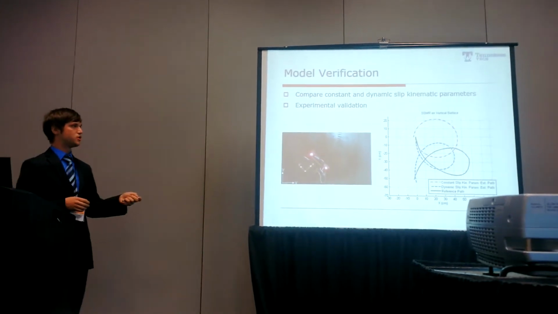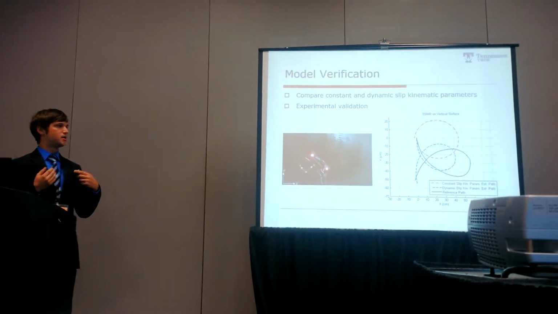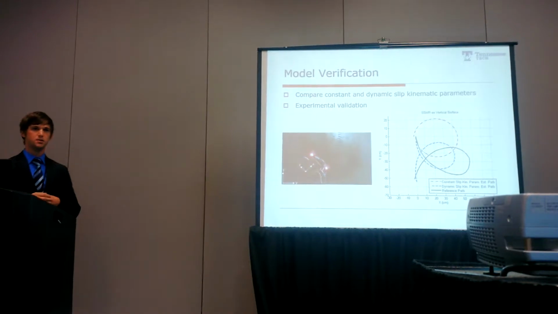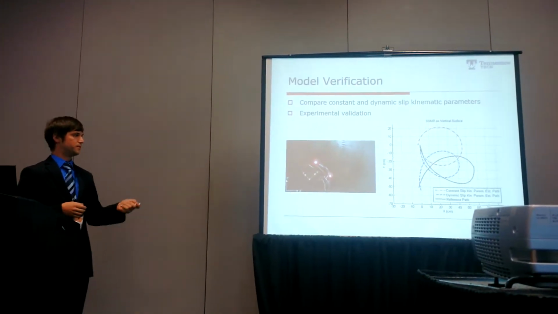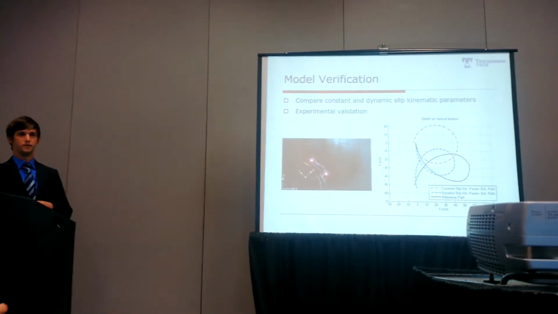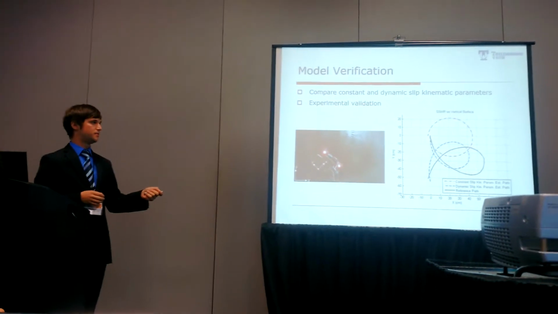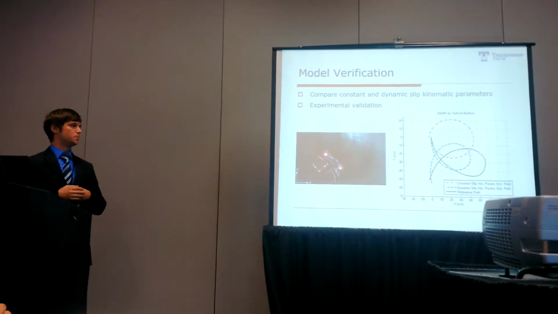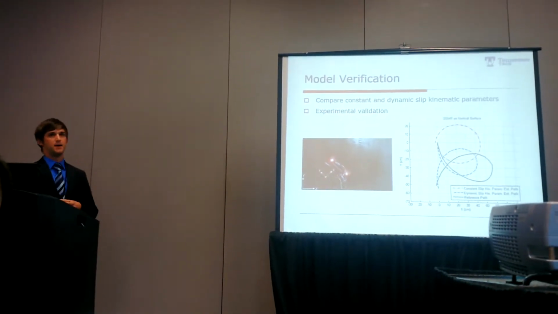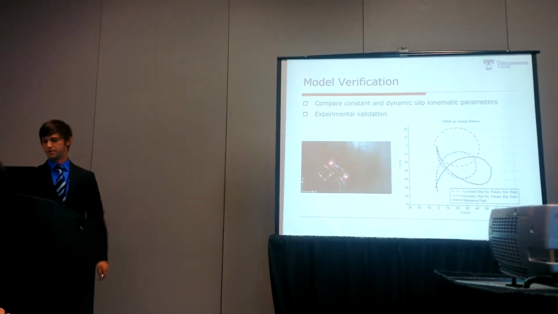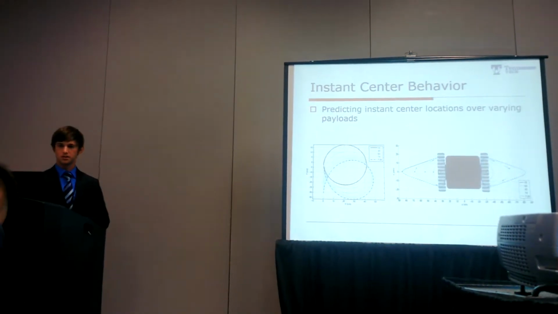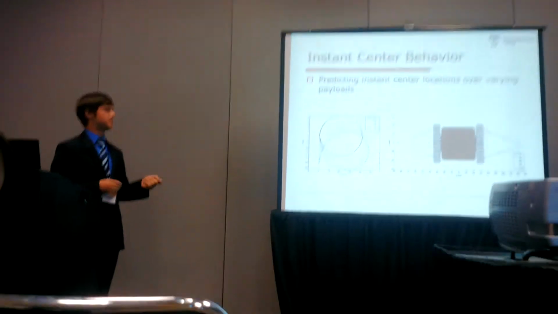The red path is showing an assumption of constant slip kinematic parameters. So if we say that these slip instant centers are not moving, well, with a high degree of slip, we're not going to predict our motion very well. And then with the blue path, this is what we do. We're assuming our dynamic set of slip kinematic parameters, and we see that we get a much better estimation of position.